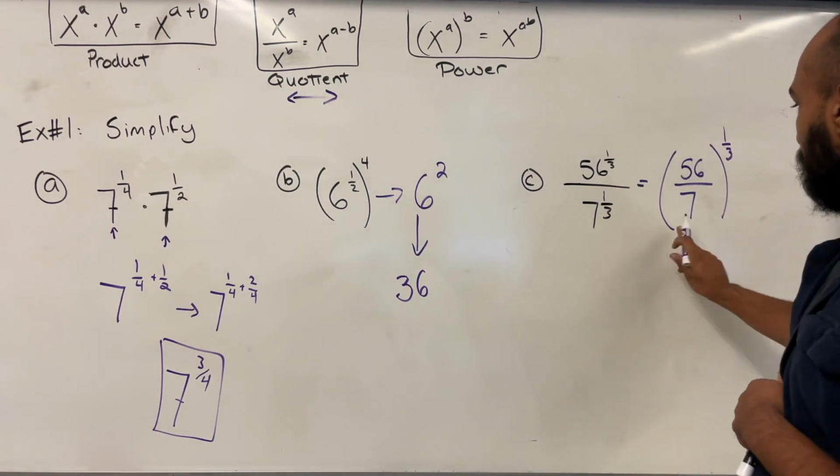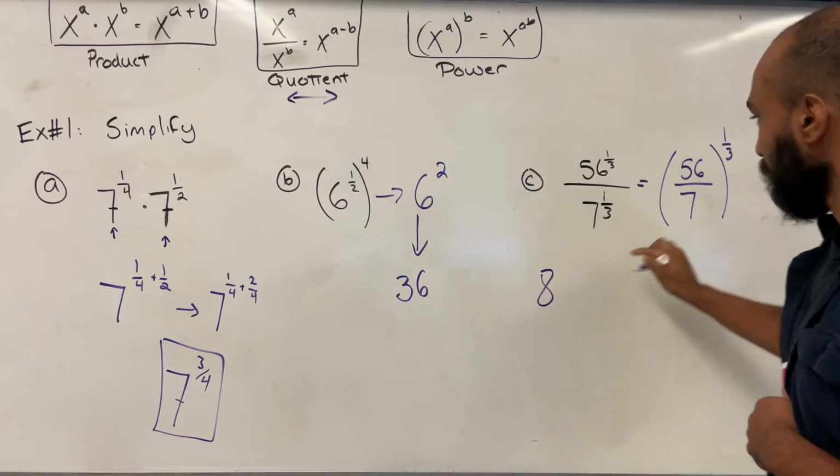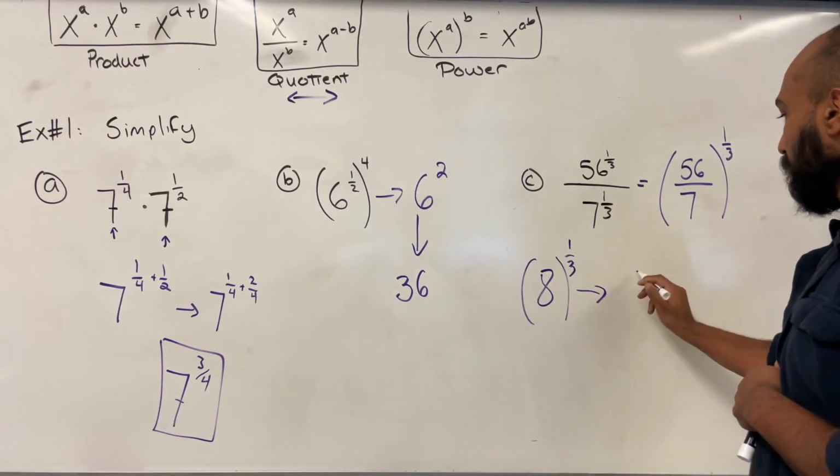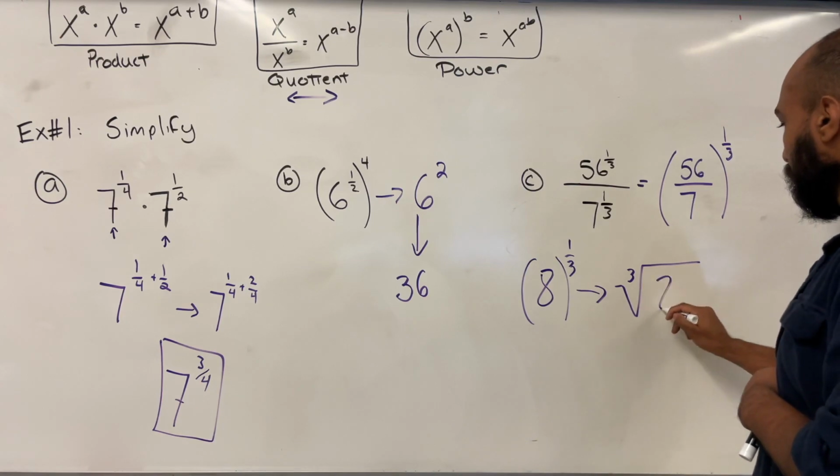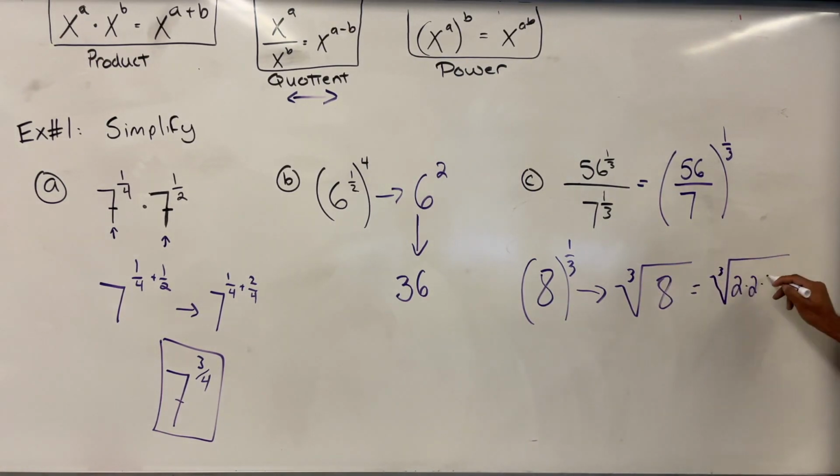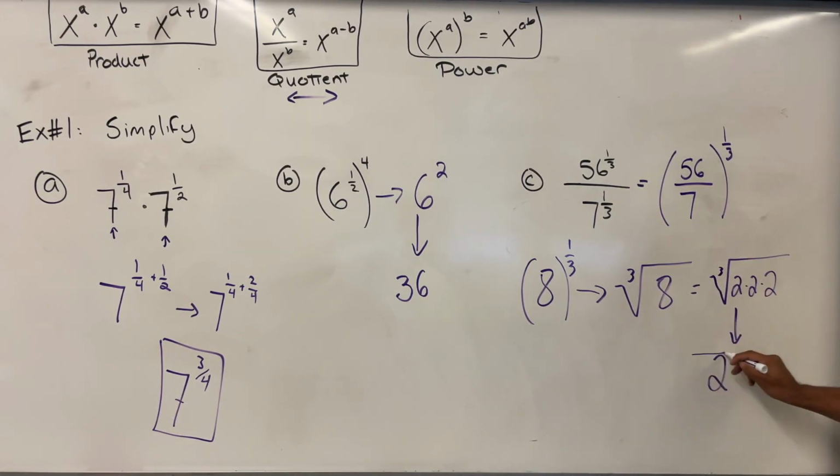We're going to use a variant of a power of a quotient, and we're going to reverse that. We're going to say, hey, let's say that whole thing is being raised to the 1/3, and we can simplify the fraction. Now this gives us the third root of 8, and if you need some convincing, the third root of 8 ends up being 2.